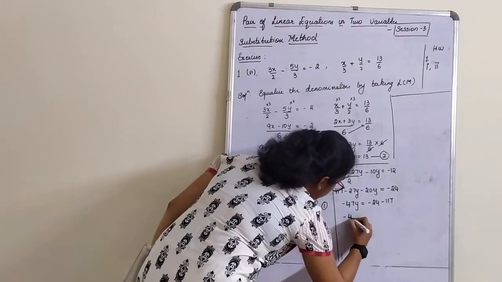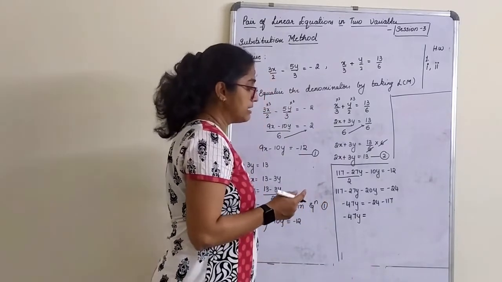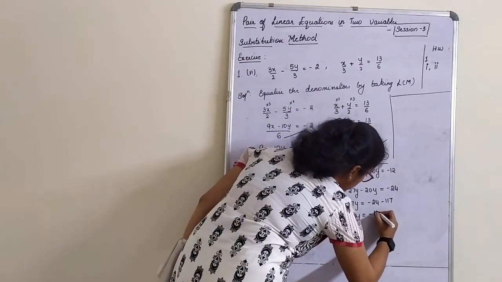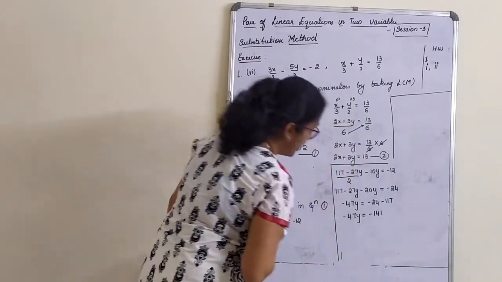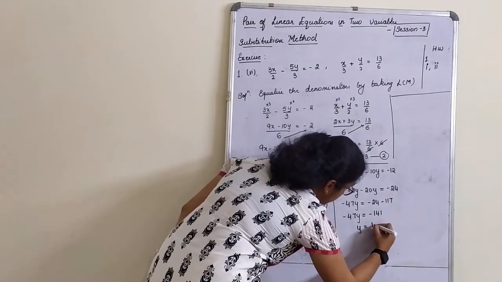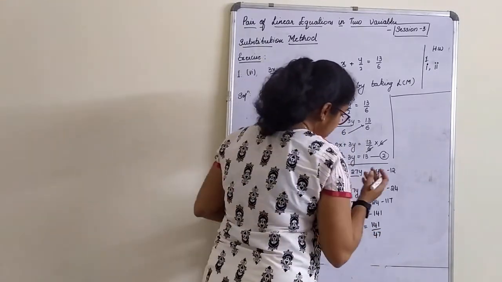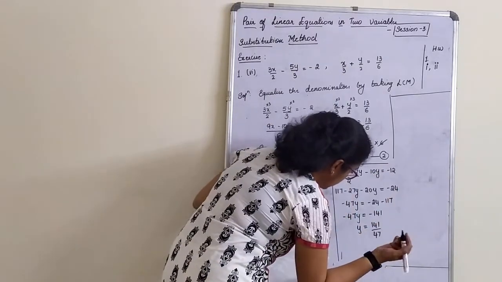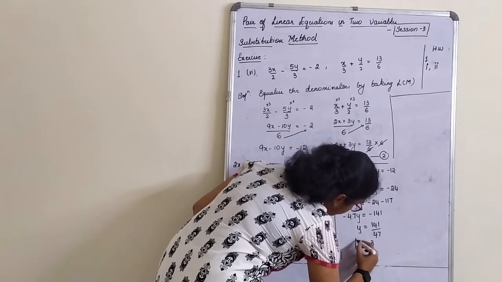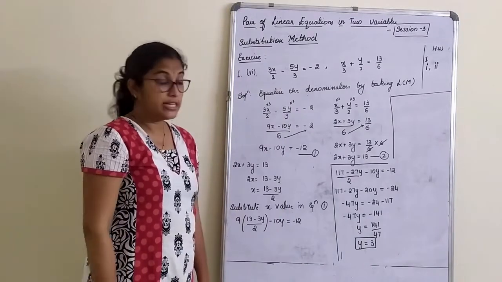So minus 47y is equal to minus 24 minus 117. We actually add them but put a negative sign. So that is minus 141. So I think this is divisible by 47. Minus minus will get cancelled. 141 divided by 47. 47 ones are 47, 47 threes are 141. Check. Yes. y is equal to 3. So we got the y value as 3.